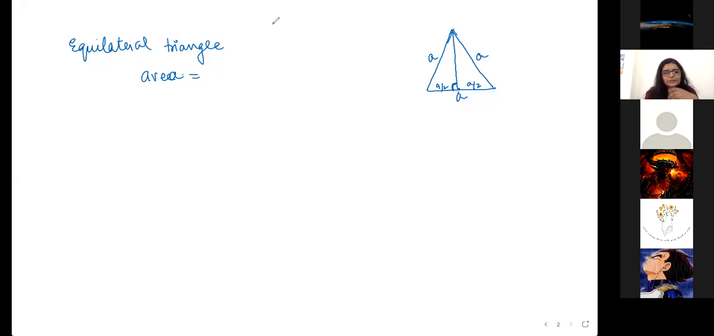Suhani, you can substitute the value of S also, right? S is the semi-perimeter. You can calculate it, the semi-perimeter. It'll be A plus A upon 2. So do that, substitute it, calculate it. Aa jayega.